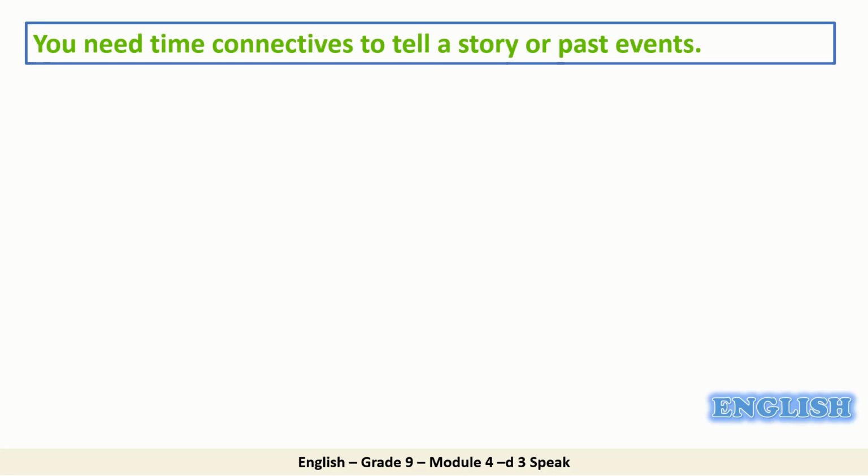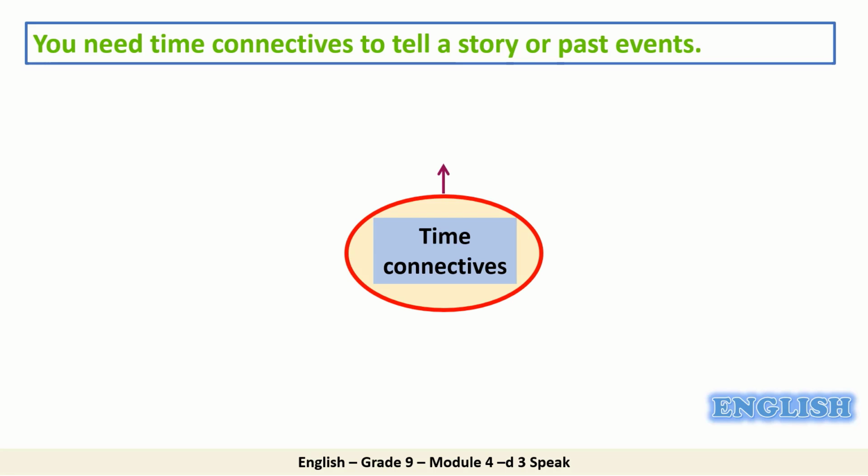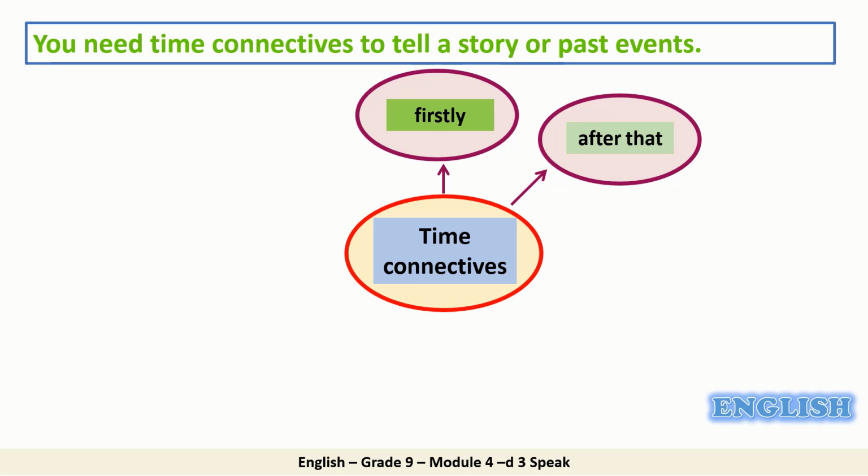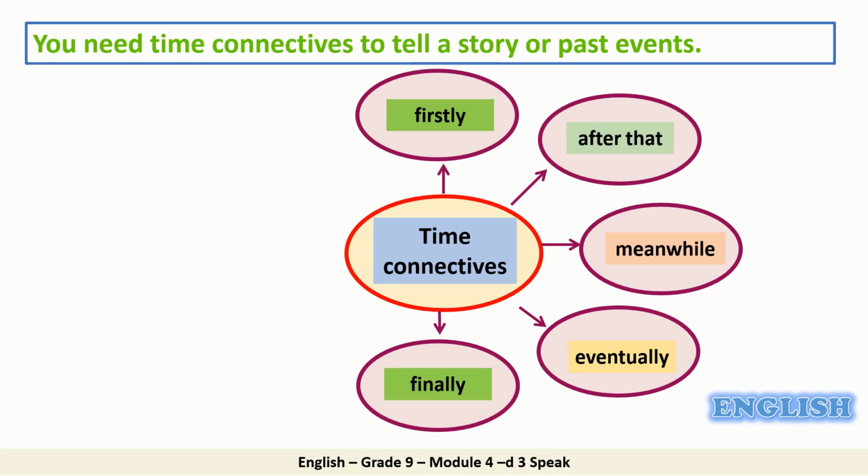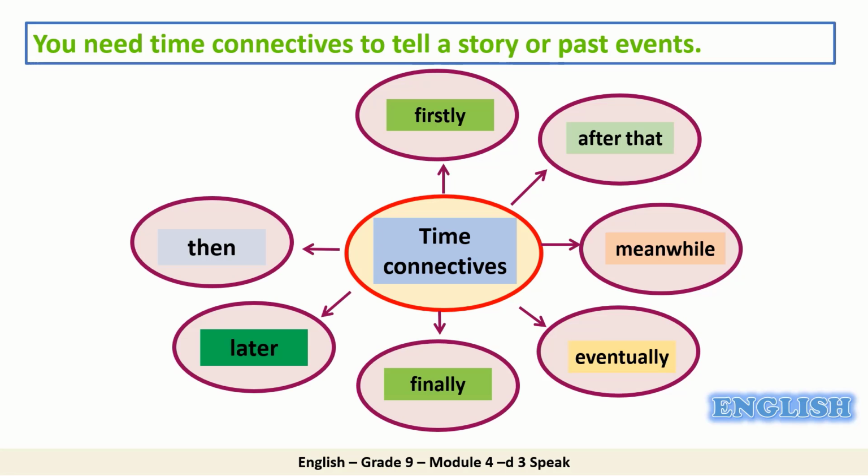You need time connectives to tell a story or past events. Time connectives, for example: firstly, after that, meanwhile, eventually, finally, later, then, next. These time connectives are used to tell events in the order in which they happened, or chronological order.